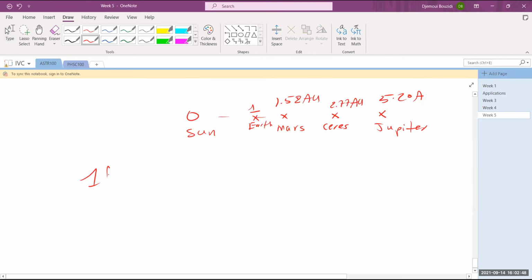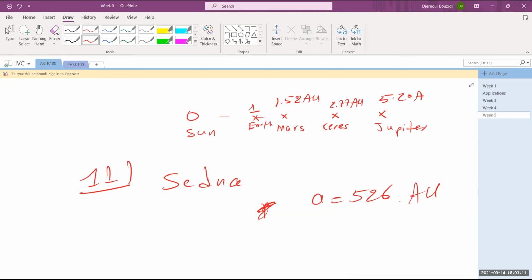Question 11 has to do with Sedna. Remember when I mentioned Sedna, the dwarf planet Sedna, I said it's very far, okay? Well, they tell you in 11 that its A is 526 astronomical units. Just to give you an idea, Jupiter is 5 astronomical units. It's a 10th of this number.